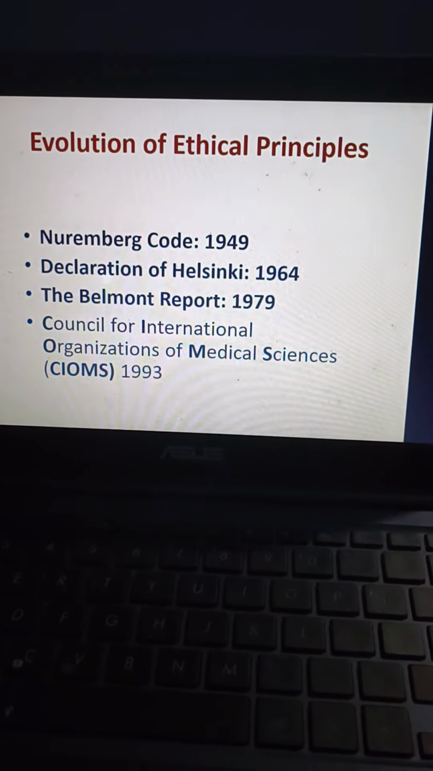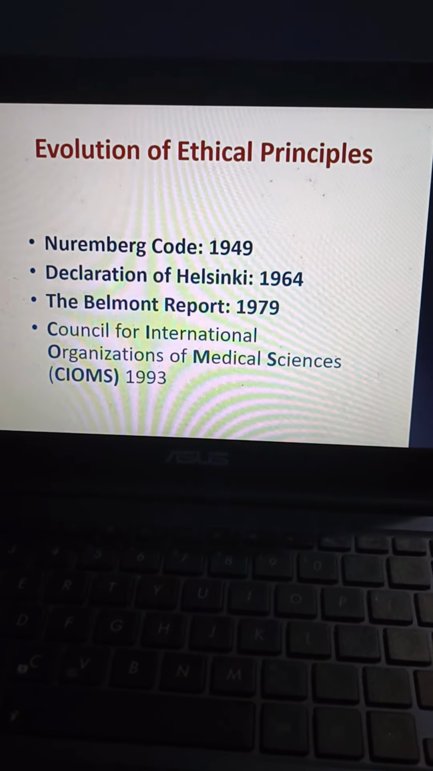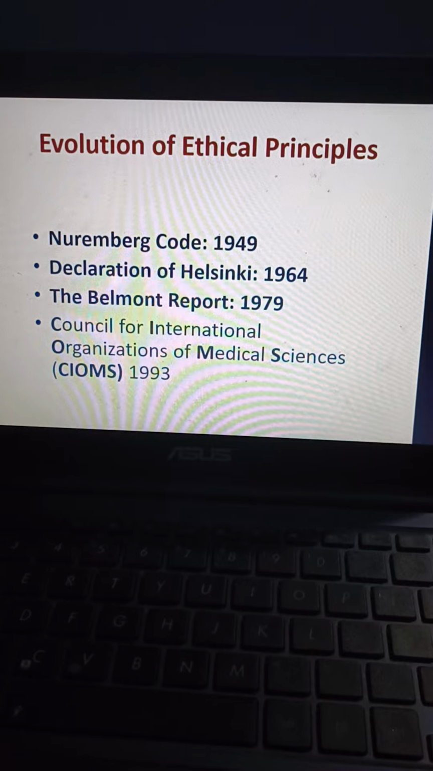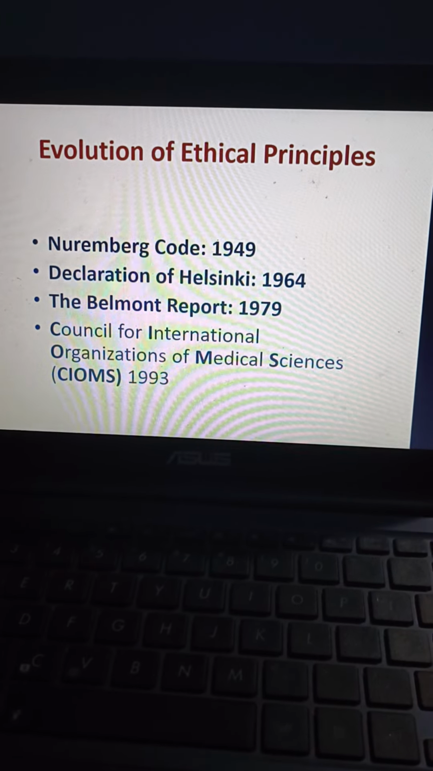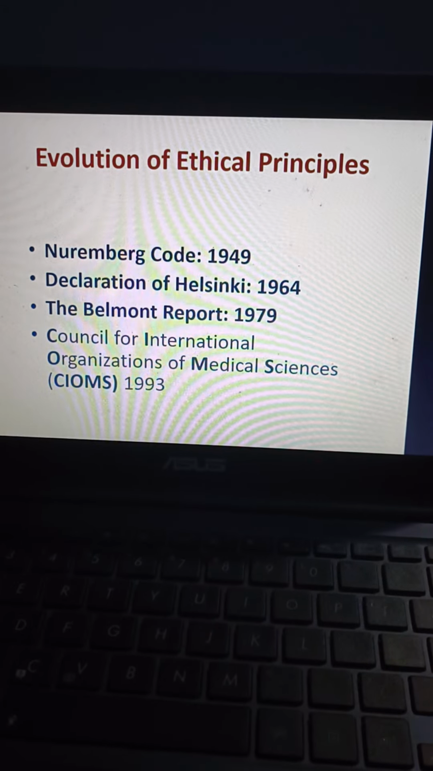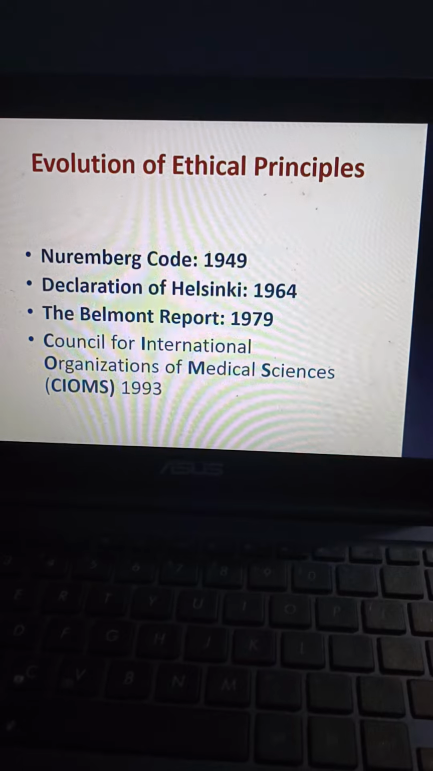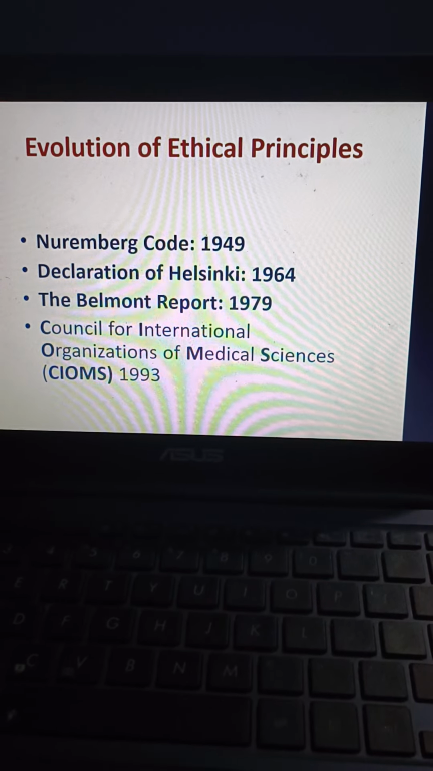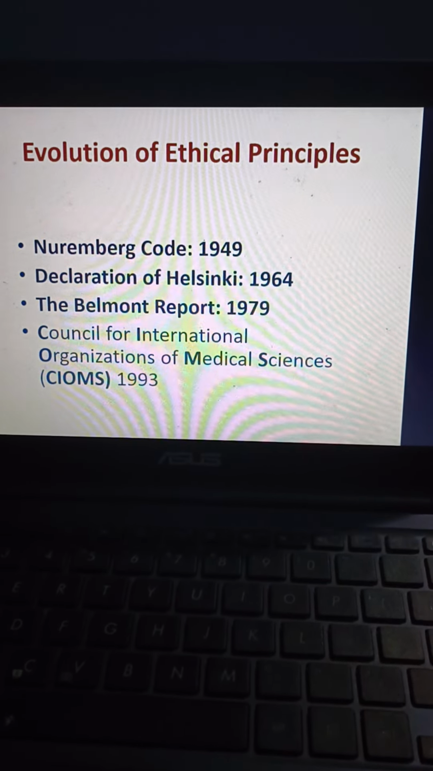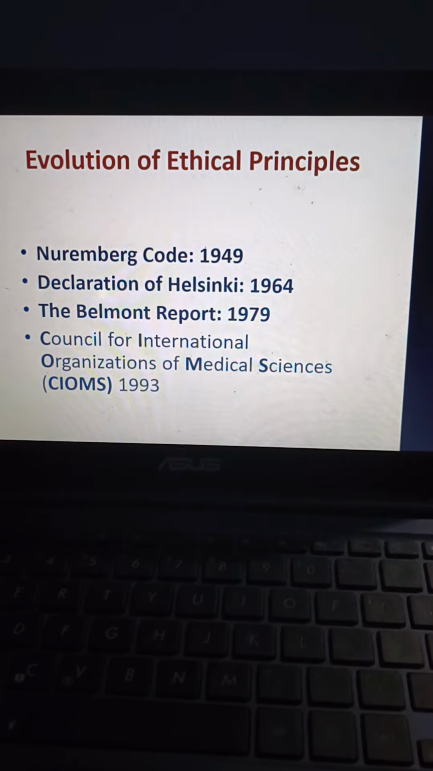Then coming to the evolution of ethical principles. After the atrocities, there came the rules: the Nuremberg Code in 1949, the Declaration of Helsinki in 1964, the Belmont Report 1979, and the Council for International Organizations of Medical Sciences, CIOMS, 1993.